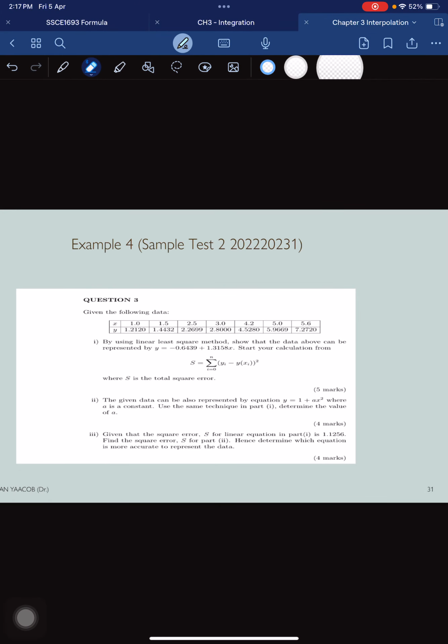Okay, example 4. Question number 1. By using the linear least square method, show that the data above can be represented by this equation, and then start your calculation from S. Okay, so let's start.